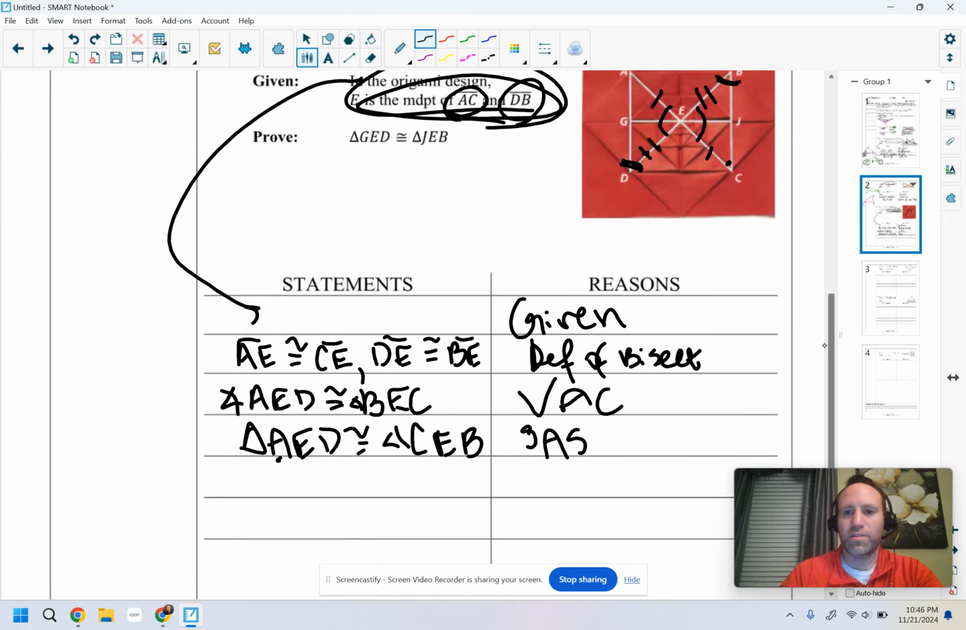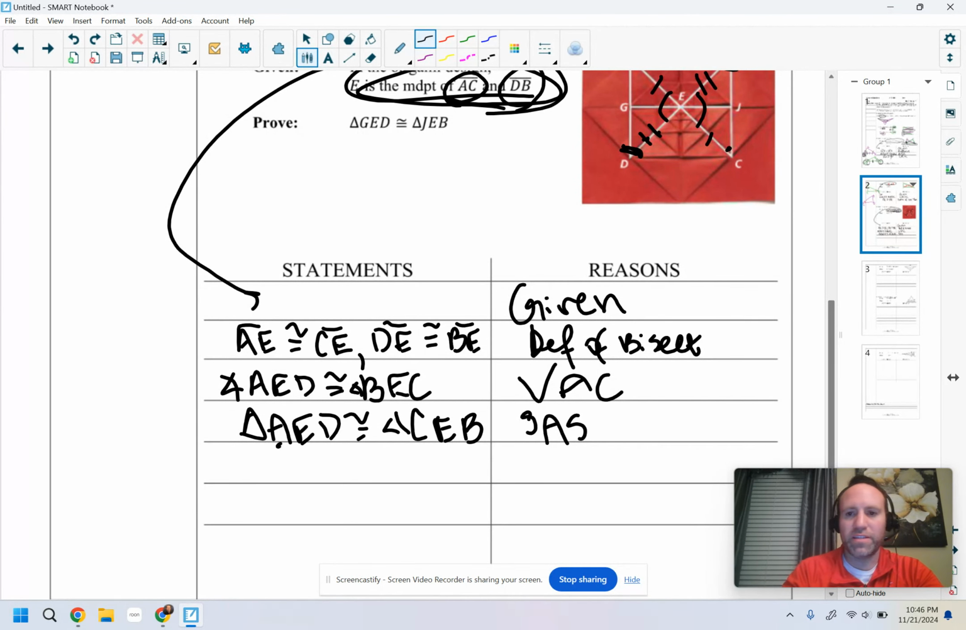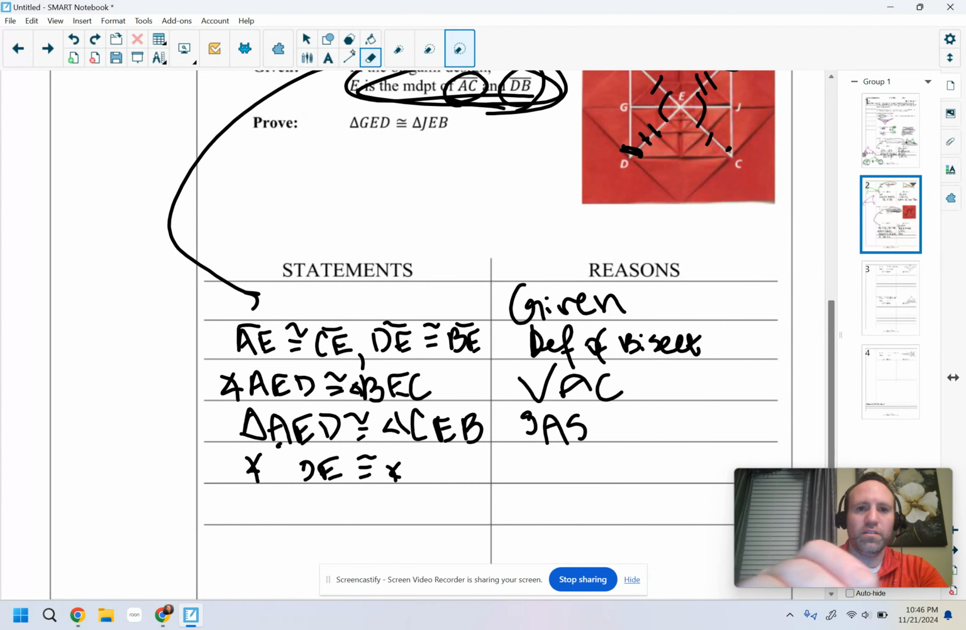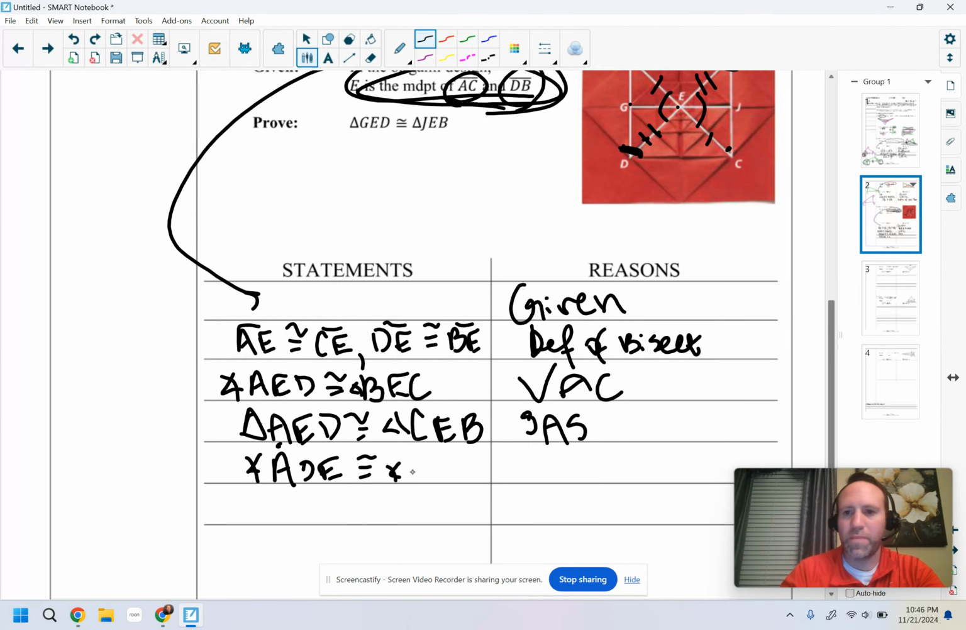And then as we go along in this proof, we can say that by CPCTC, angle ADE is congruent to angle, or GDE, I guess I could say GDE there. And it doesn't really matter. I could say A there. That's not a big deal, because whether I say GDE or ADE, it's still this angle right here. It's the same angle, so I'm just going to leave it that way. And angle CBE are congruent.